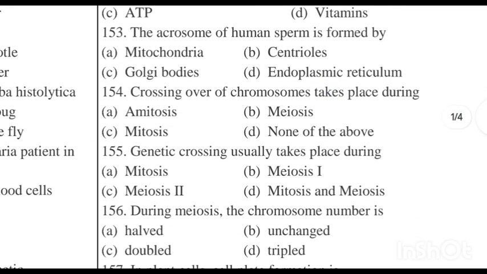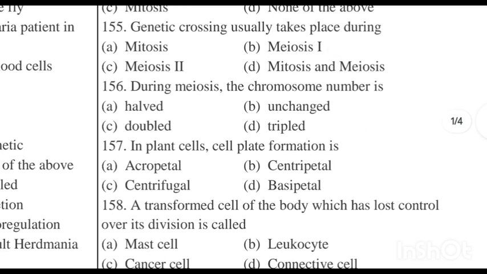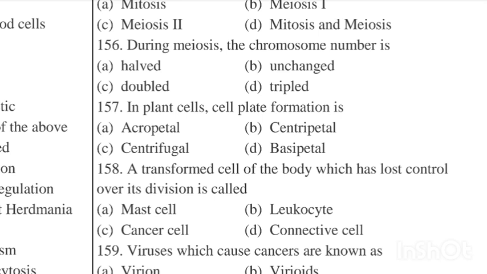Golgi bodies. Crossing over of chromosome takes place during which stage? So crossing over takes place in pachytene stage of meiosis, and during that crossing over the recombination occurs. Okay. Next question, genetic crossing usually takes place during, so it takes place during meiosis 1 because meiosis 2 is same as the mitosis. During meiosis the chromosome number is halved. Next, the plant question is, in plant cells cell plate formation is, so it is centrifugal.